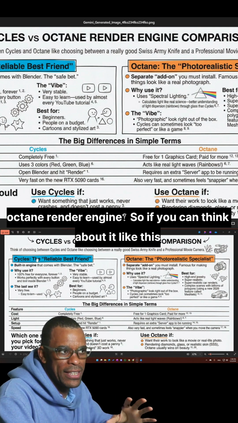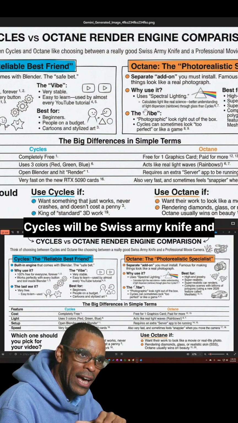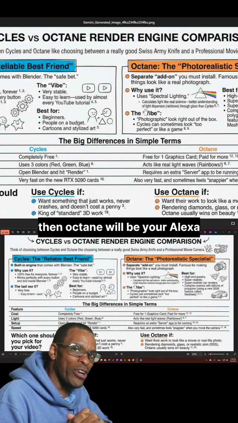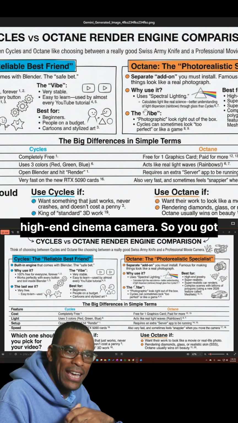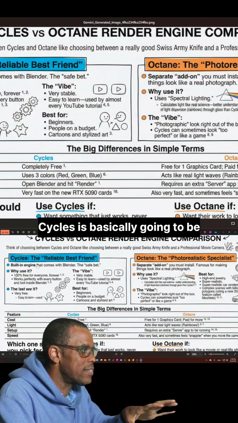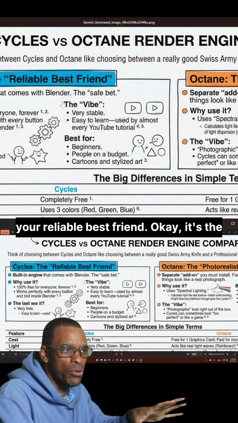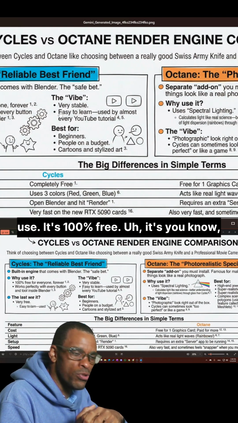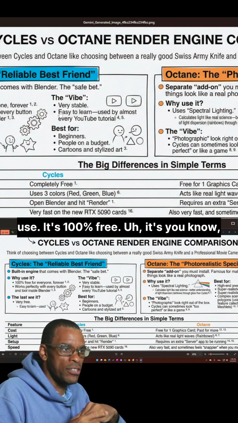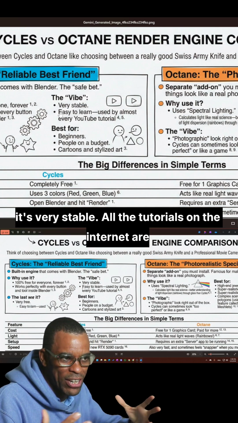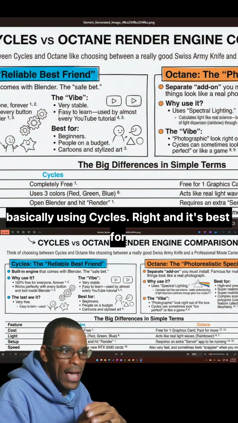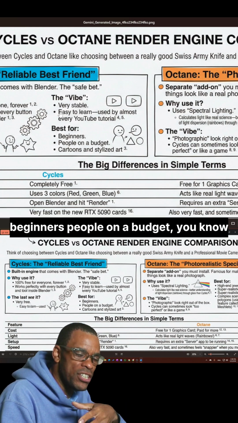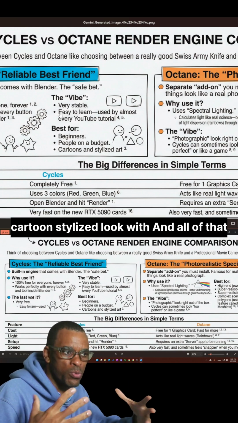If you think about it like this, Cycles will be your Swiss Army knife, and Octane will be your Alexa high-end cinema camera. So Cycles is basically going to be your reliable best friend, okay? It's the built-in engine, it's safe, it's 100% easy to use, it's 100% free, it's very stable. All the tutorials on the internet are basically using Cycles, right? And it's best for beginners, people on a budget, cartoon stylized looks with Eevee and all of that.